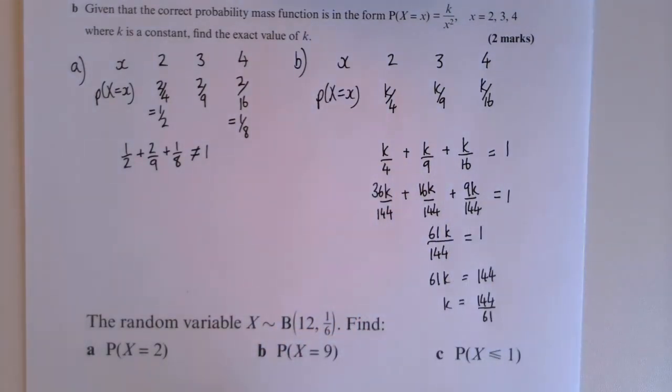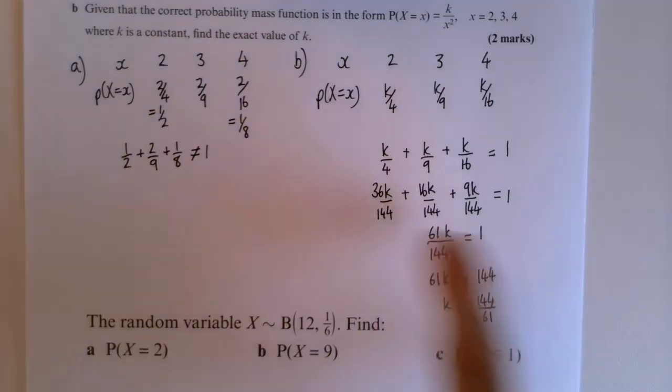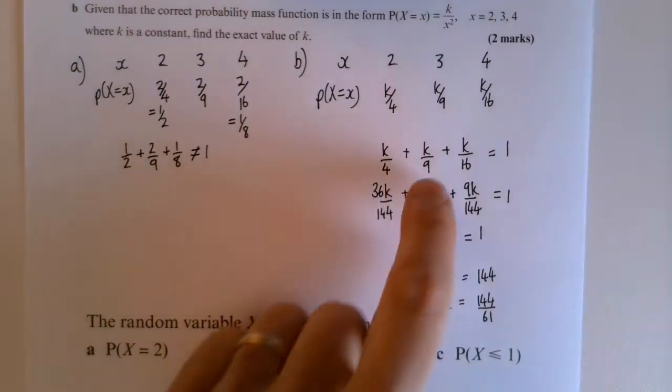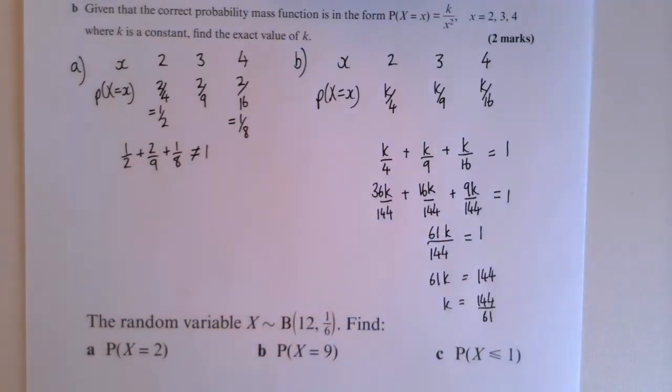144 was the denominator I went for. I suppose if you, on your calculator, added 1/4 plus 1/9 plus 1/16, that would have helped you out. But anyway, that's what I got on the top, having got a common denominator of 144. Added those together and got 61k. So 61k over 144 is 1. I know those probabilities have to add up to 1. So that was my answer.